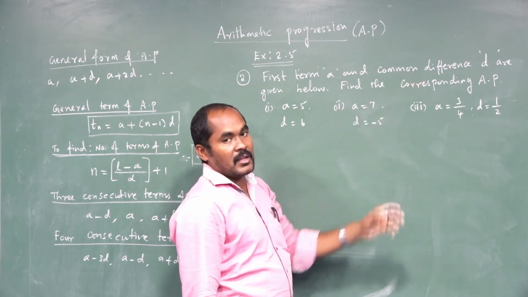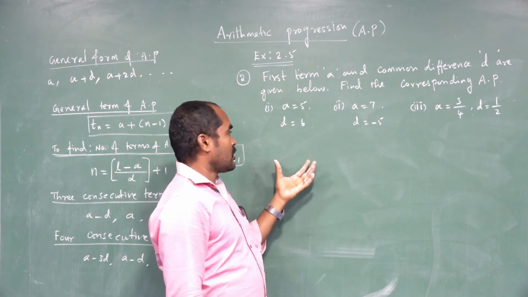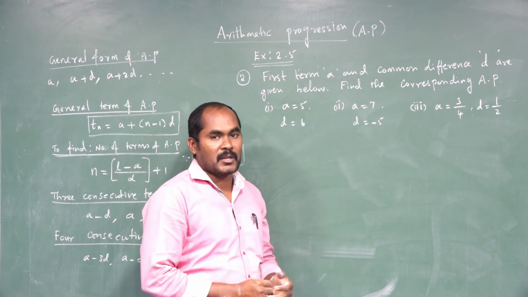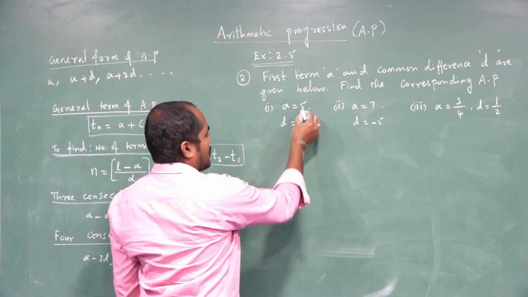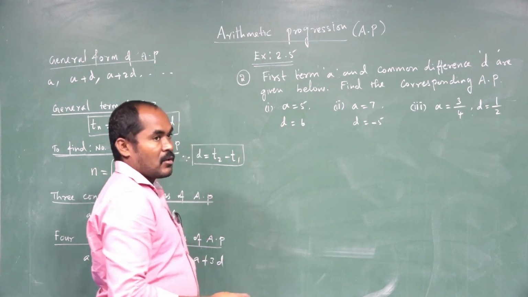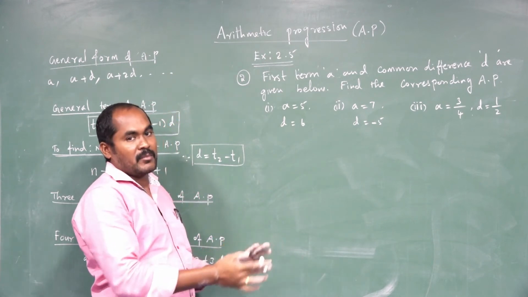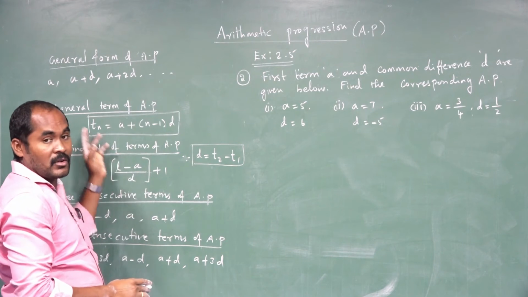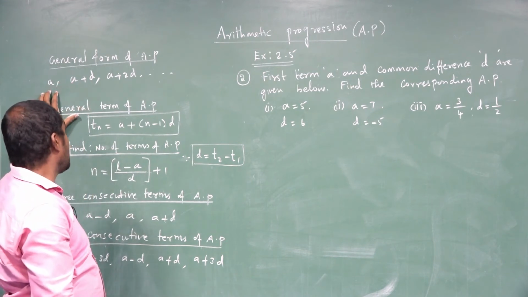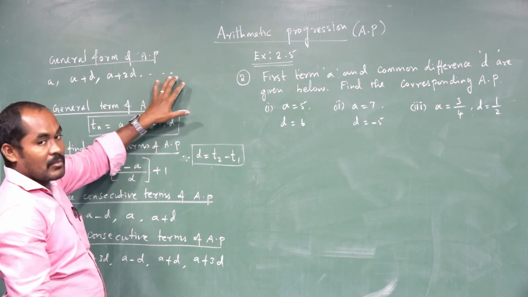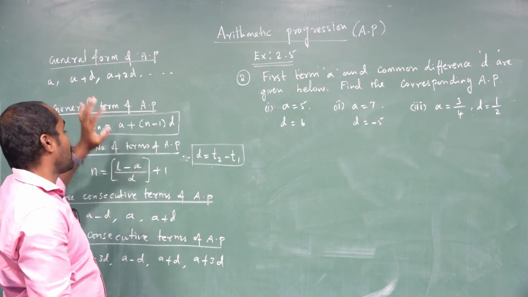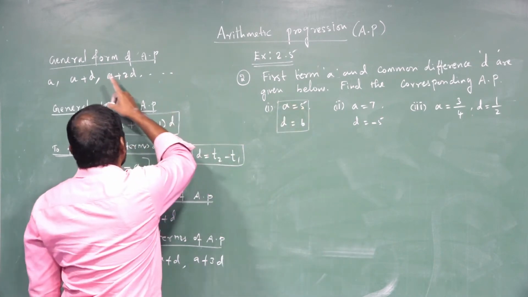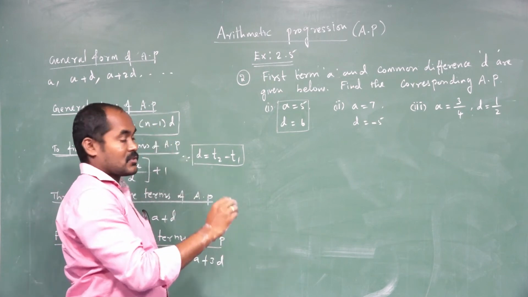Find the corresponding AP. So in the sequence, the first term and common difference are given. We want to form the sequence that is an arithmetic progression. So the first term A is given and the common difference D is given. How do we form the arithmetic progression? That's very easy. The general form of arithmetic progression is A, A plus D, A plus 2D, A plus 3D, etc. So this is the general form. So substitute the A value and D value here.